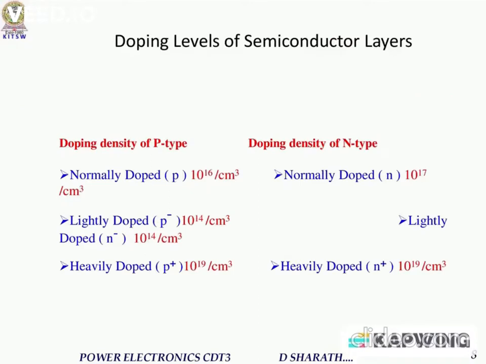These are the doping levels of the semiconductor layers. For P type, normal doping is 10 to the power of 16 per centimeter cube, lightly doped is 10 to the power of 14, and heavily doped is 10 to the power of 19 per centimeter cube. Coming to N type, normally doped is 10 to the power of 17, lightly doped is 10 to the power of 14, and heavily doped is 10 to the power of 19.